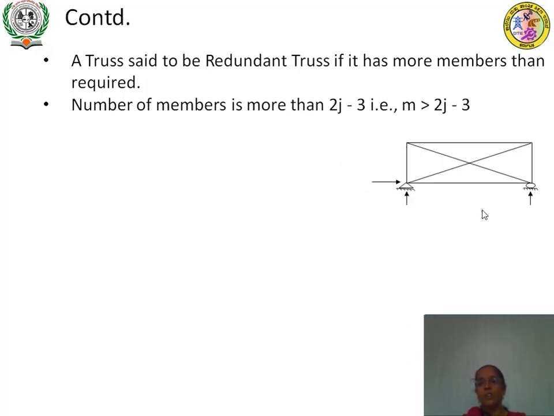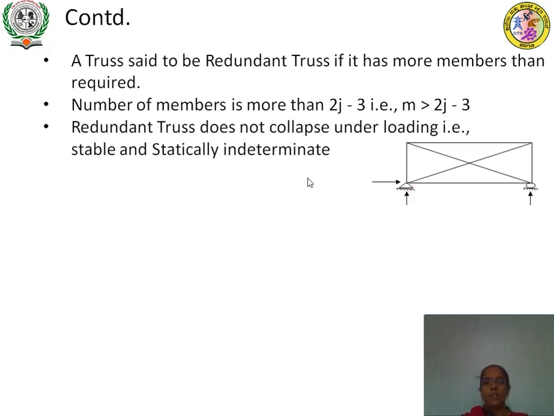This type of truss is a redundant truss. The number of members provided is more than the requirement. Therefore, it is a redundant truss. That means it becomes a stable structure, and the stability will be more. Redundant trusses do not collapse under loading. So these types of trusses will not collapse under loading and they are stable.